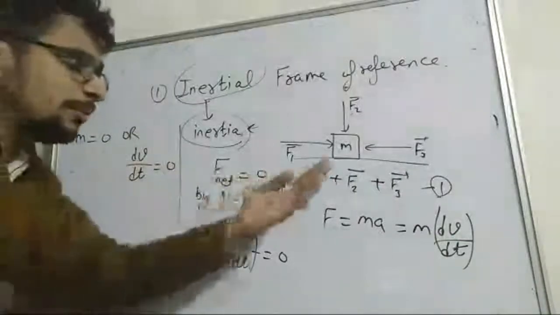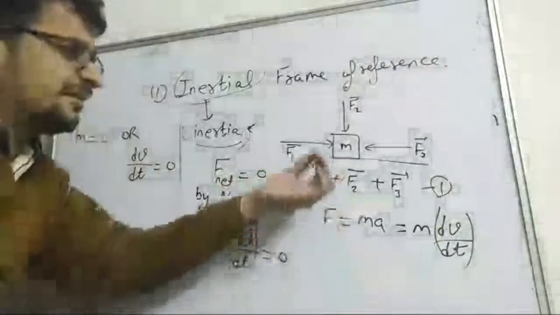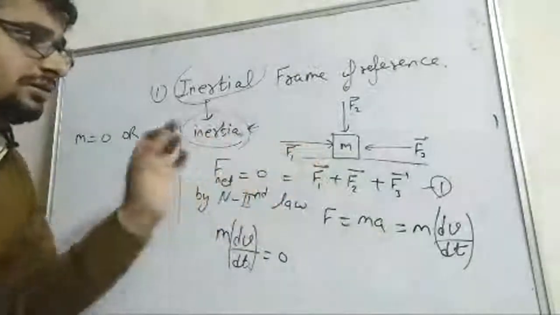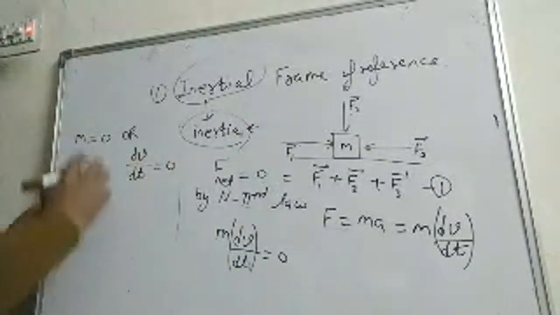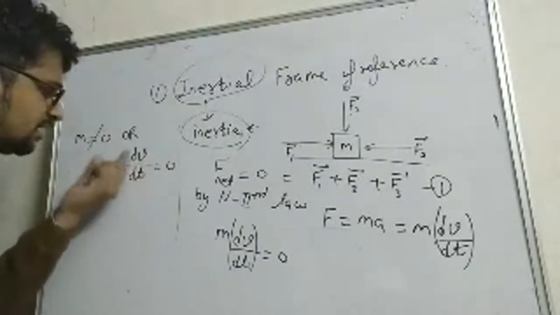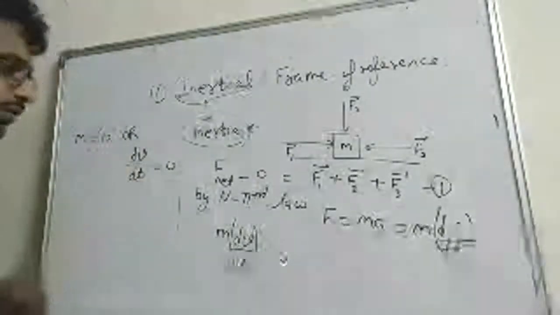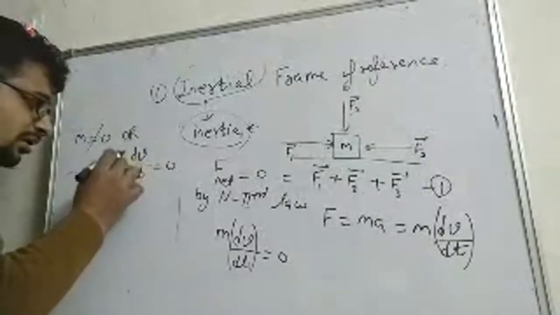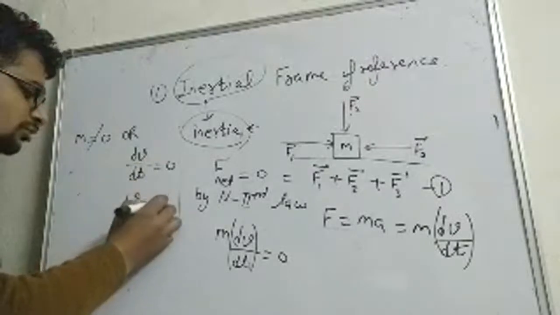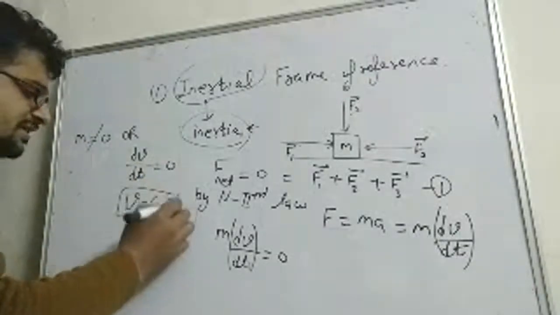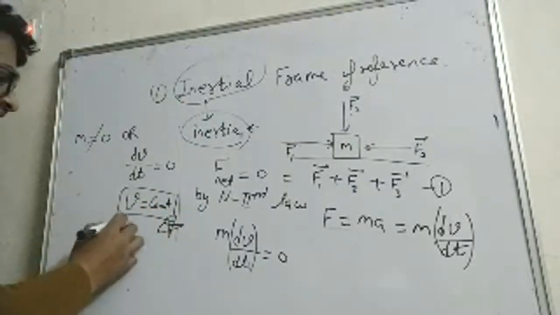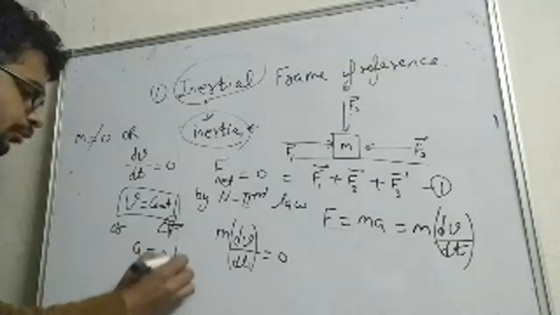But we are talking about an object which is at rest, which has the property of inertia, so its mass cannot be 0 practically. So we cannot consider m equal to 0. So we have to consider dv by dt equal to 0. It means differentiation of velocity with respect to time equals 0. It means velocity is constant. Velocity is constant. Got my point? Or we can say that acceleration is 0.